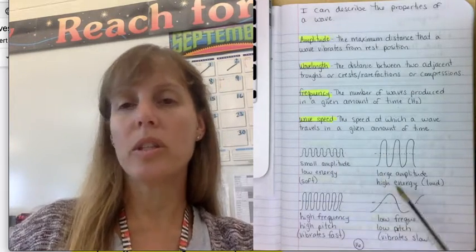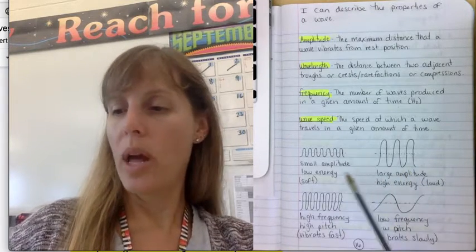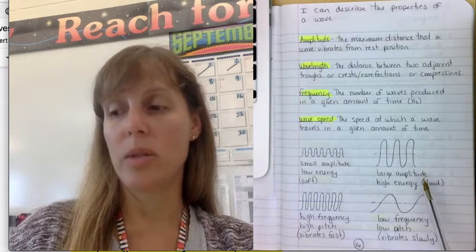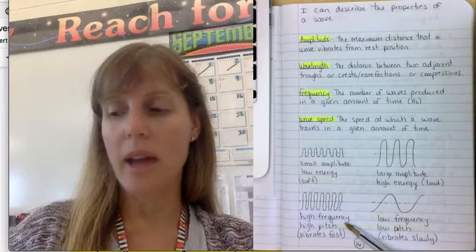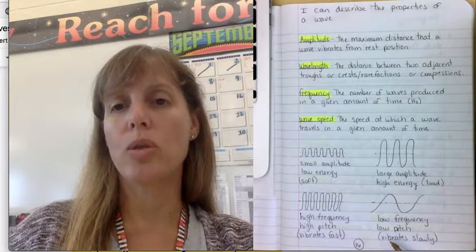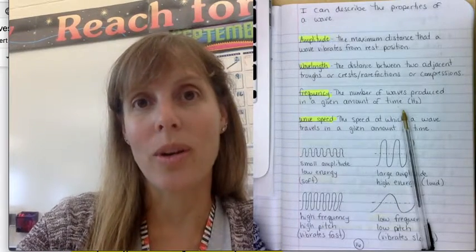Okay? So this is what these waves look like if you could see them, with small amplitude, low energy, large amplitude, which is high energy, which is loud, high frequency, which is a high pitch, which vibrates really fast, and a low frequency, which is a low pitch, which vibrates slowly. Hopefully you can remember all of these properties because we're going to start measuring them.